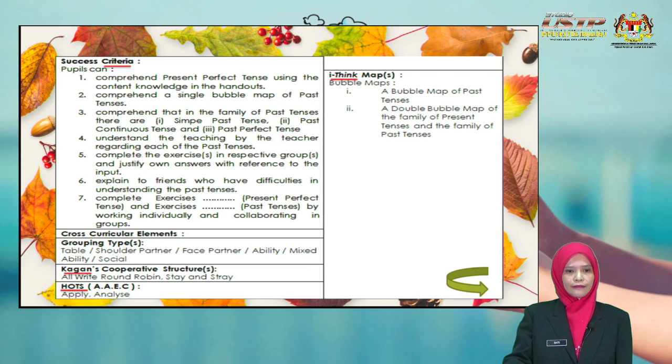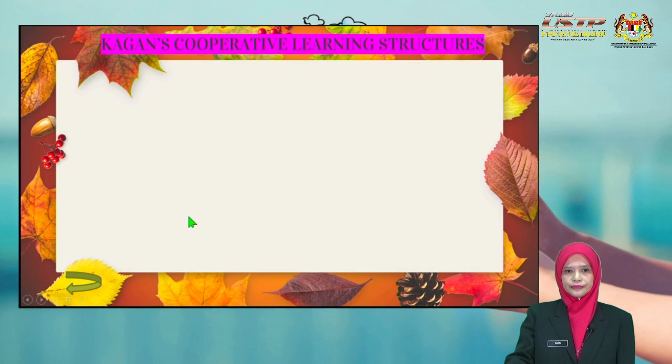We also have the cross-curricular elements for grouping types: table, shoulder partner, face partner, ability, mixed ability, and social. And for Kagan's cooperative structure, we use all right round robin and stay and stray. Let's look at Kagan's cooperative learning structures.